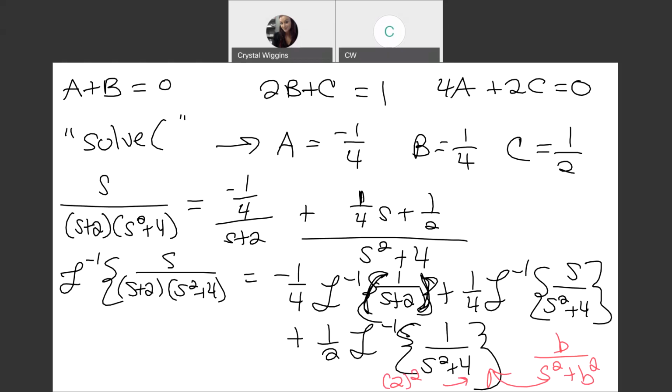But remember, the numerator needs to be that b, and the b is not 1, the b is 2. So this somehow needs to become a 2. In order for this to be a 2, I'm going to multiply by 2 and compensate on the outside, just like you would do for an integral. If you needed an extra constant, you just multiply by it and provide the reciprocal on the outside. So that's going to give us a coefficient in front of this last Laplace inverse as 1/4, because we have 1/2 times 1/2.